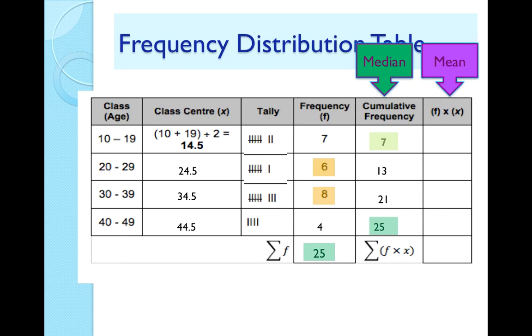When you are asked to calculate the mean, you need an fx column with your frequency distribution table. That's just the frequency times the class center for each row, and you just continue doing that for every row of your table, and you add the total for this column that will assist you in calculating the mean.